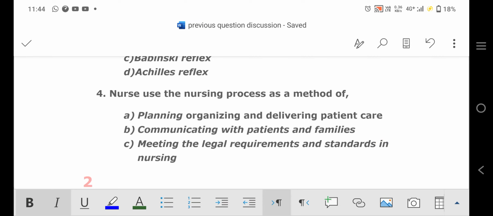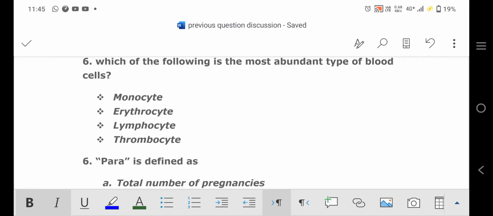Sixth question, which of the following is the most abundant type of blood cells? Options, monocyte, erythrocyte, lymphocyte and thrombocyte. Answer is erythrocyte, RBC.